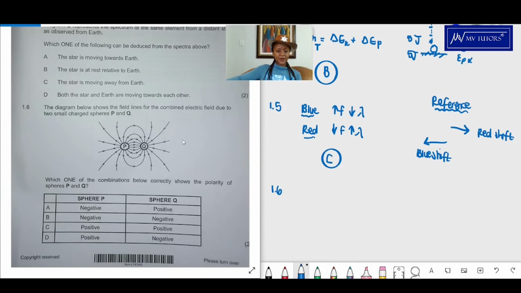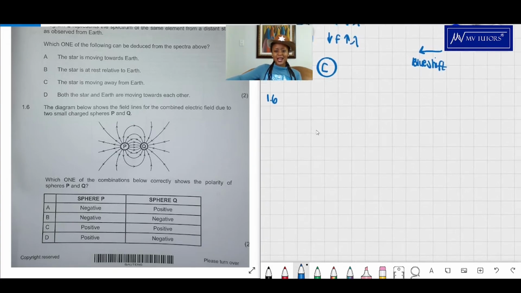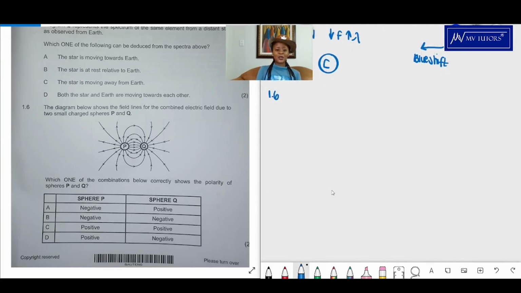Okay, this diagram, I don't know what you see when you look at it, but the way our teacher drew it back in the days, it looked like a girl with ponytails and hair just going out. But now it looks like eyes and the tears are going in every direction. But anyway, it says the diagram below shows the field lines for the combined electric effect due to two small charged spheres, P and Q.